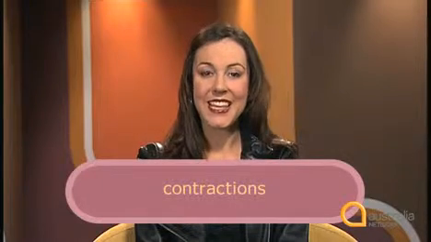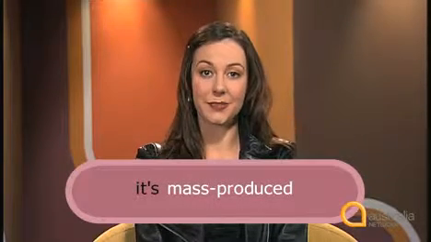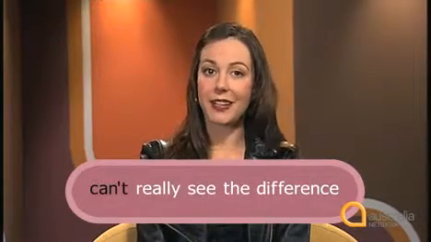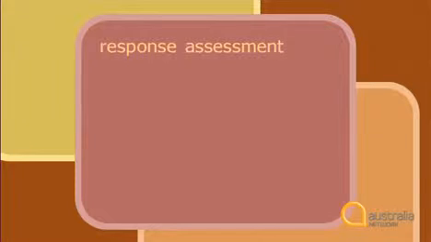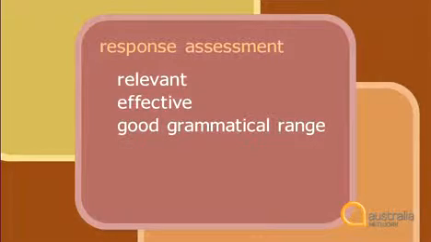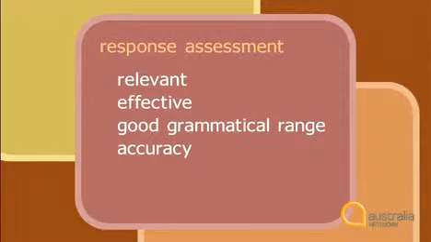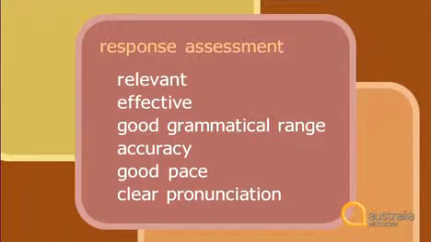Mark's speech flows smoothly because he uses contractions. He says, they've had Venetian glass. It's mass-produced. Can't really see the difference. And it's just a psyche of collecting. How would you assess Mark's response to the question? I think his answer was relevant and effective. He demonstrated good grammatical range and accuracy. He spoke at a good pace and he used clear pronunciation. These are all goals you should aim for too.